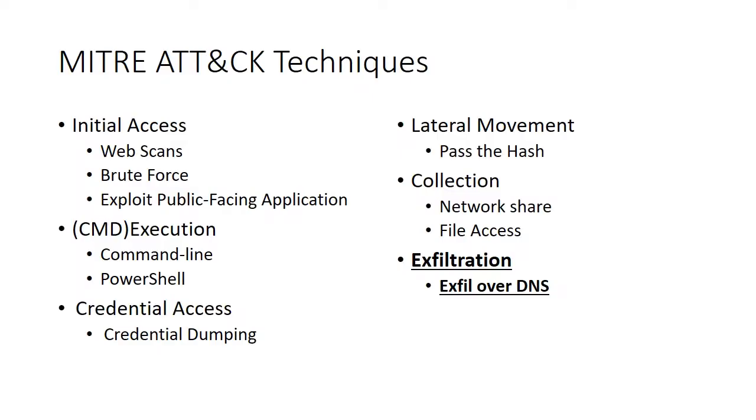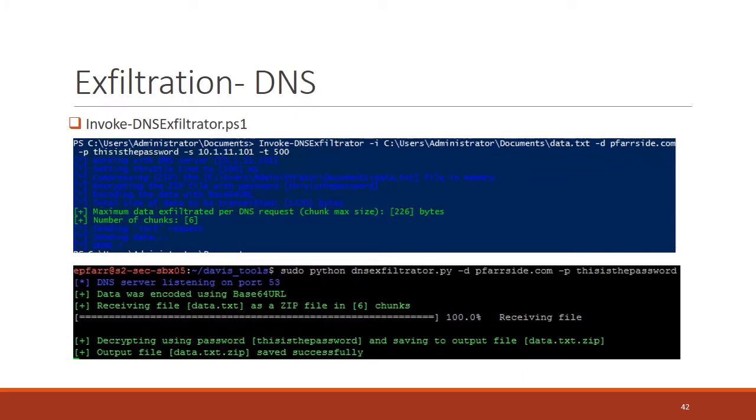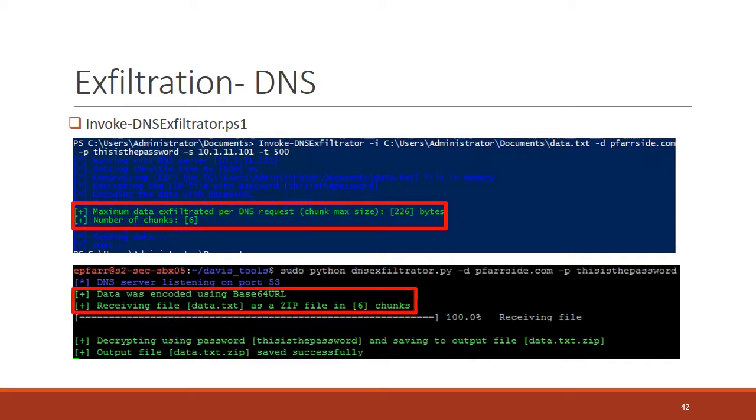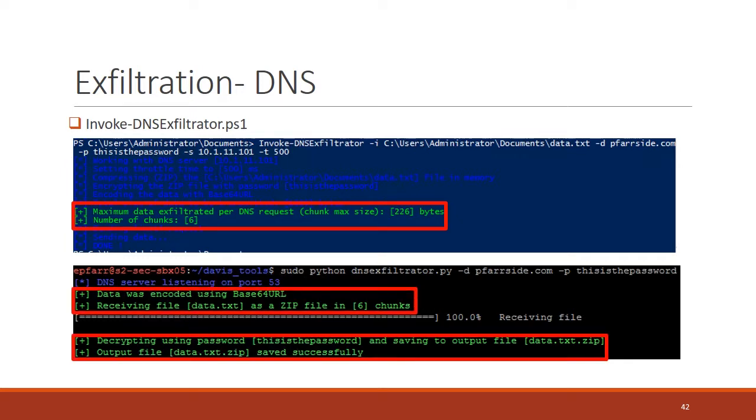And finally, exfiltration over DNS. Our attacker used the Invoke-DNSExfiltrator script to compress, encrypt, encode, and exfiltrate data over DNS. You can see that it was broken up into 6 chunks, sent over and received by our attacker. We're able to successfully decrypt and output that file.